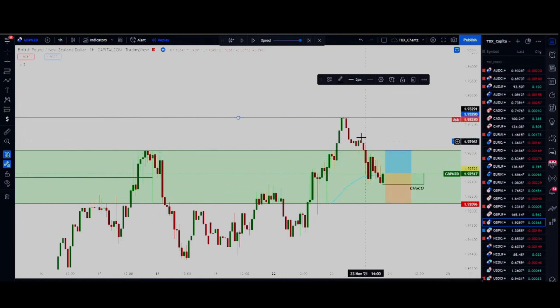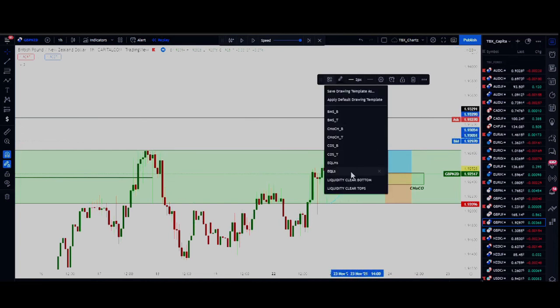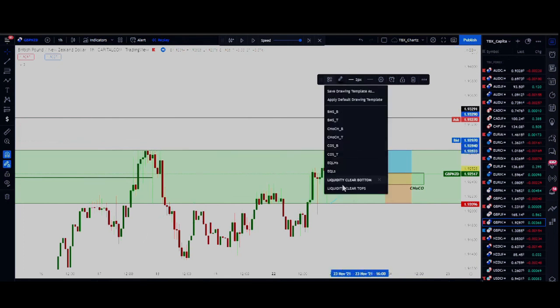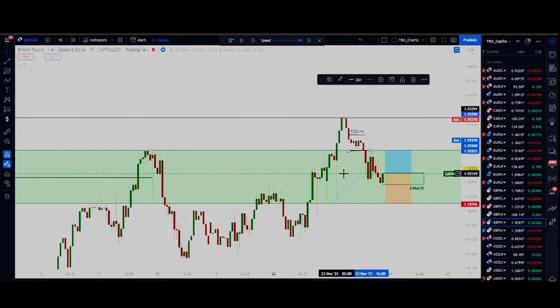Now, this consolidation means that there are equal highs and equal lows above and below the consolidation. And anytime we have equal highs and equal lows, there is a tendency that there is liquidity above and below that area. And if there is liquidity above and below that area, it means that the banks are going to try to get that liquidity. You understand?